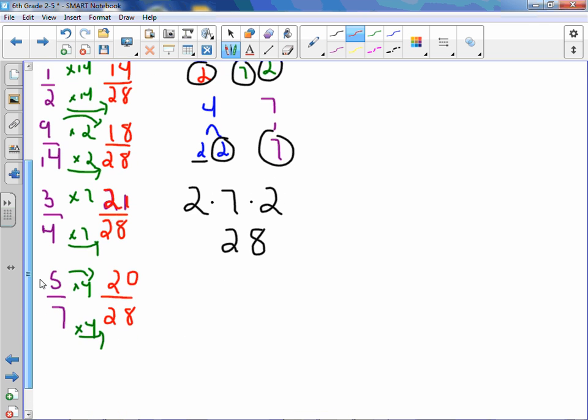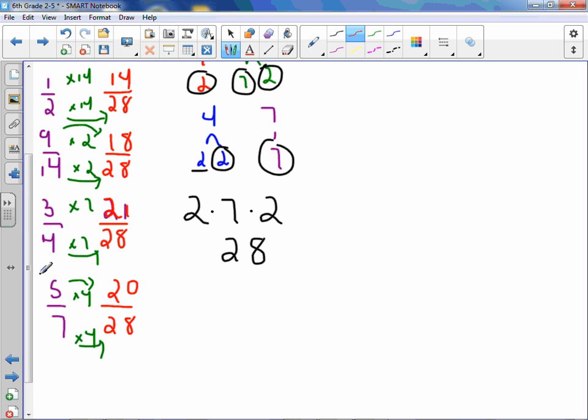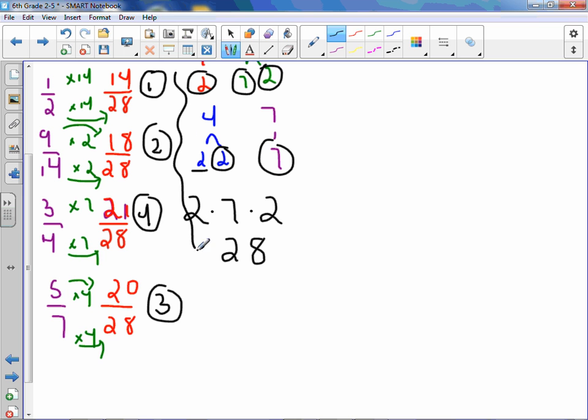So here's what I like to do. Since they're all the same denominator, you can just look at the numerators. Which one is the smallest? This one is the smallest, so I'm going to mark that with a number 1. Then we go to 18/28ths, 20/28ths, and 21/28ths. Now we have the order from least to greatest, 1, 2, 3, and 4.